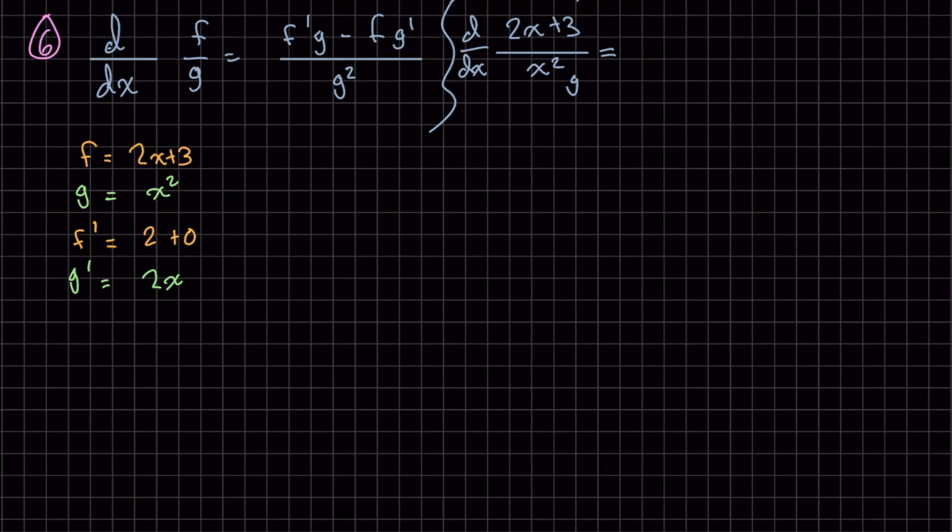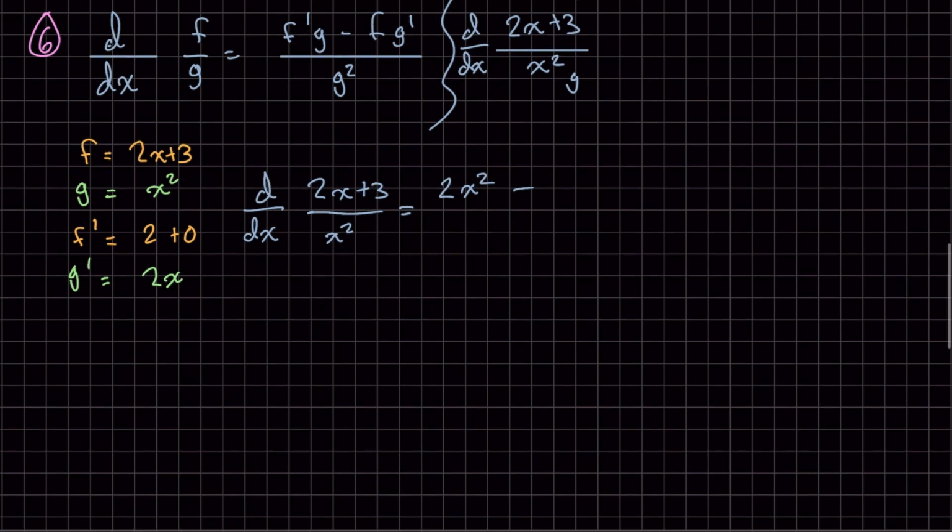So when we're doing this, I'm going to erase this and just do it down here. So dx of 2x plus 3 divided by x squared is going to be equal to f prime g, so 2 times x squared, minus g prime f, 2x times 2x plus 3, all divided by x squared, g squared, right?